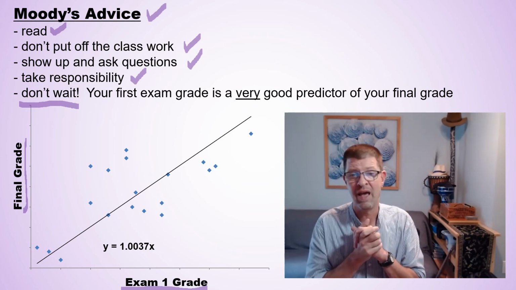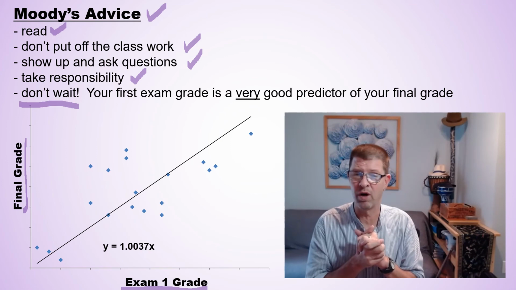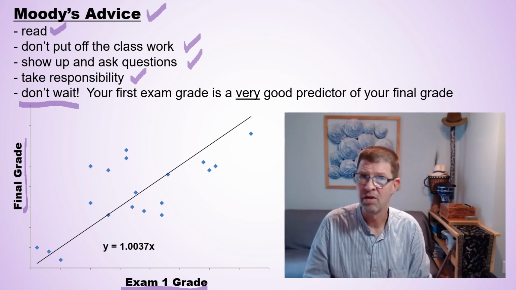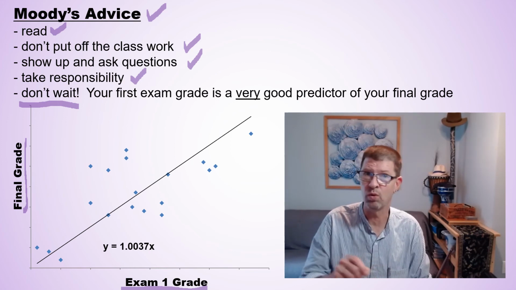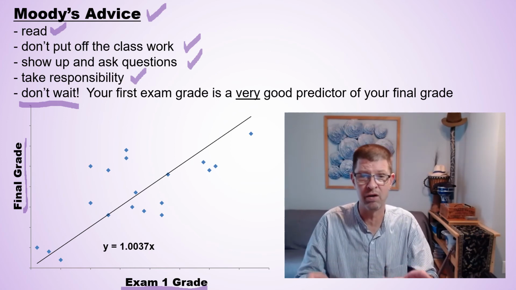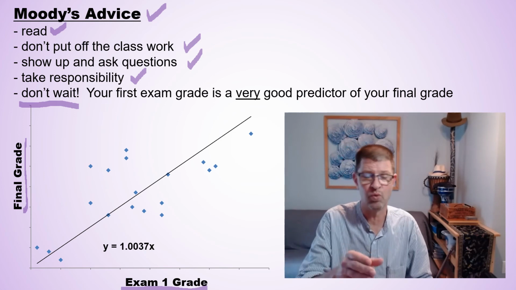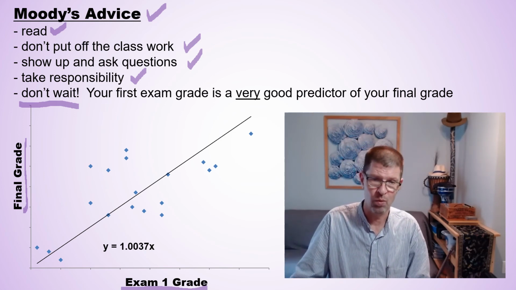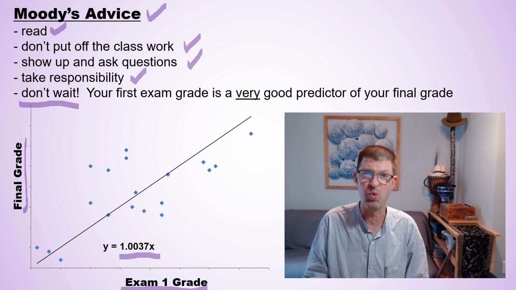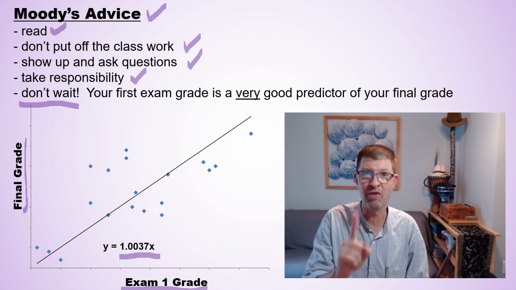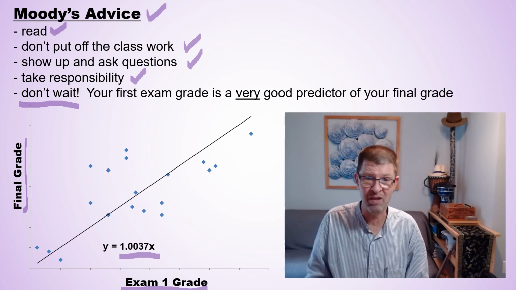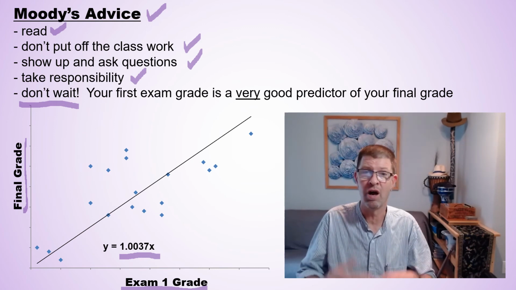All right? And if you remember from your math somewhere, the formula for a line on a graph like this, the slope of a line is y equals mx plus b. Well, there's no y-intercept here, so there's no b. So it's just y equals mx. And that means the slope of that line is just about 1. If the slope of the line equals 1, then y equals x. So the grade on your first exam is a pretty good predictor of your grade in the course.